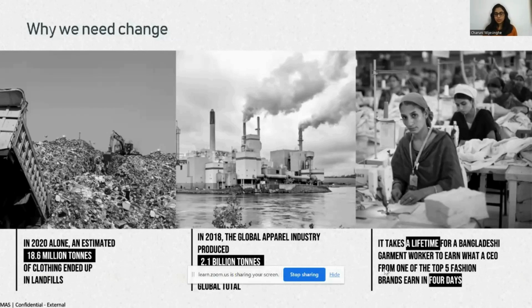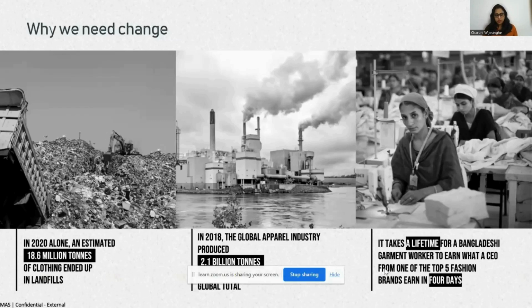And there are other issues like, as I mentioned here, a Bangladesh garment worker earns in a lifetime what the CEO of one of the top 5 fashion brands earns in 4 days. It will take a lifetime for this employee. So from the community side, and also from the environmental side, there is a need that we should consider.